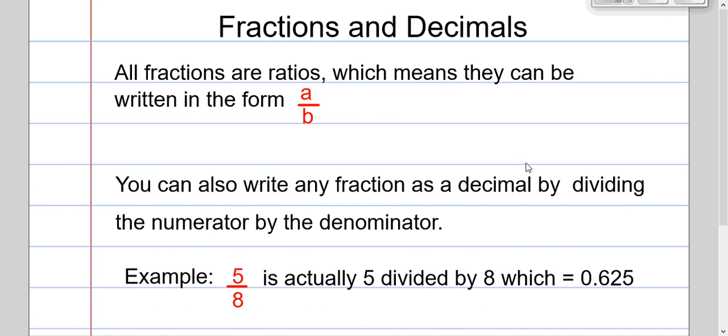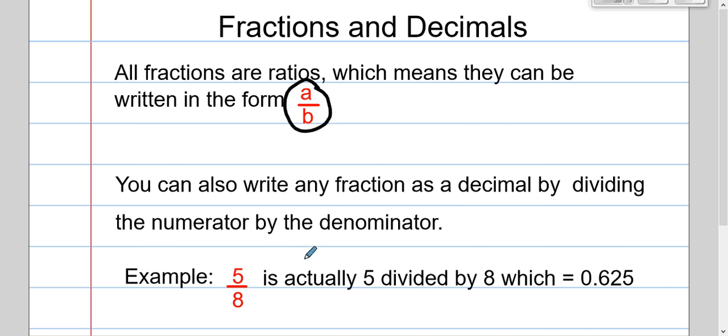Okay, so one of the main things I really want you to know is that all fractions are ratios, which means they can be written in this form, A over B. The only criteria that must be met is B cannot be 0, where B is a non-zero number. You can also write a fraction as a decimal by dividing the numerator by the denominator. The numerator is the top number, the denominator is the bottom number.